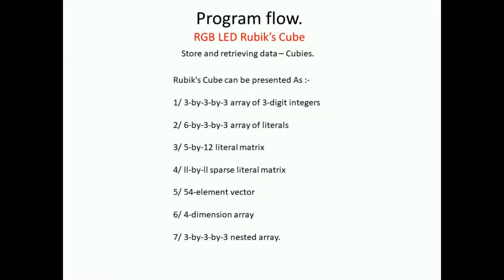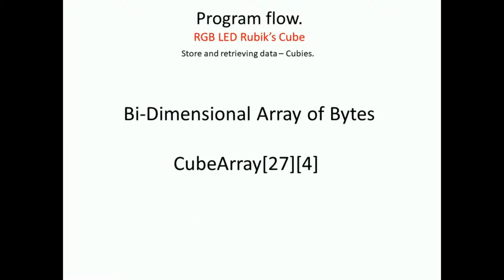A quick Google search and I found a paper written in 1984 by Professor Howard Peel. He describes 7 different ways of describing a Rubik's Cube for a computer. Each of his descriptions also contain pros and cons for each of his methods. After careful consideration, I decided to use my very own bidimensional array. We needed an array of bytes that was 27 by 4, which gives us 108 bytes. And I could call this array Cube Array.